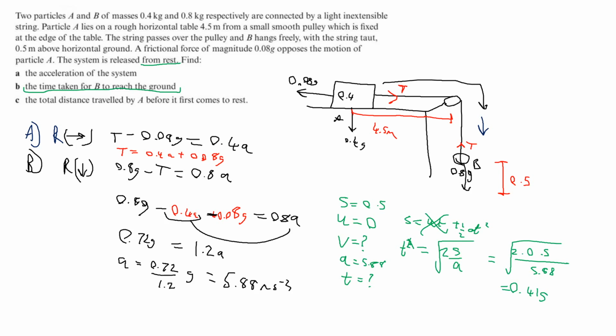Perfect. Now, what's the total distance traveled by A before it first comes to rest? What we will need to do at this point is use 2 SUVAT equations. I am running so low on space, but let's see how this works. Firstly, we need to know the final speed. If this is moving 0.5, then this also has to move 0.5. Okay? So therefore, what do we know?